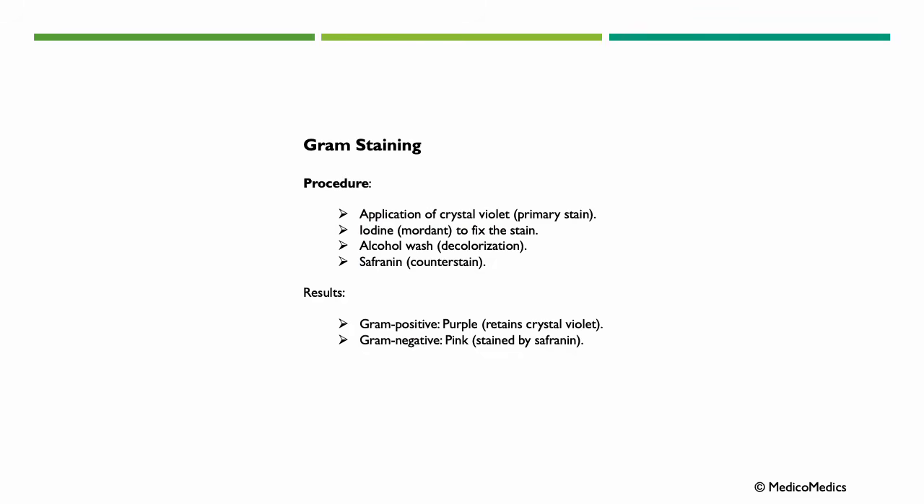Now, let's indeed mention gram staining. So gram staining is a procedure where we apply crystal violet, which is the primary stain. We then add iodine to fix this stain. Use alcohol to wash it and decolorize it all. We then add safranin, which is the counterstain. When we have done all of that, we look at the results.